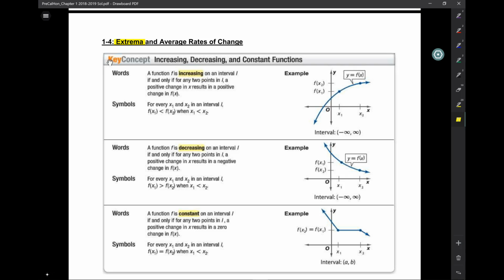Let's first talk about what it means for a function to be increasing and decreasing and constant. First of all, when we read a graph, we always read a graph from left to right. Always "read", and I put that in quotes, graphs from left to right.